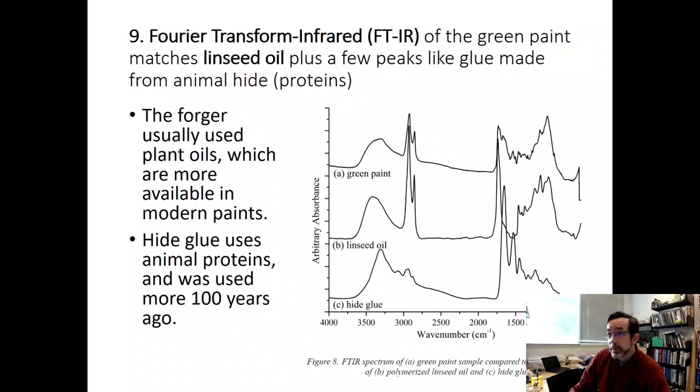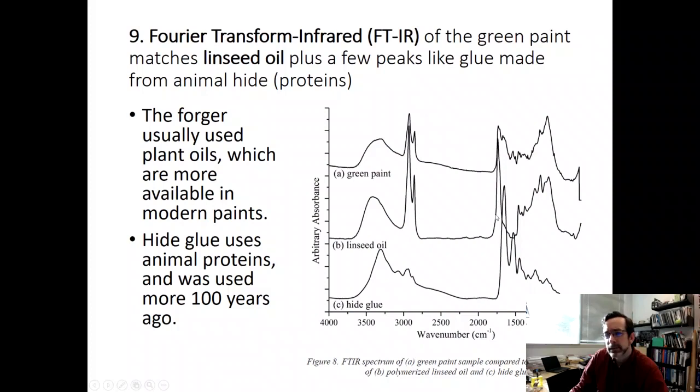And that's what you would do in 1866 on a farm. If you are buying it off the shelf, you would usually go for linseed oil. They both look clear to our eye, but to FTIR they have different shapes. So let's play the game. Is the green paint A shape more like the linseed oil B or the hide glue C? And you can see, especially right here, you have this big peak around 3000.